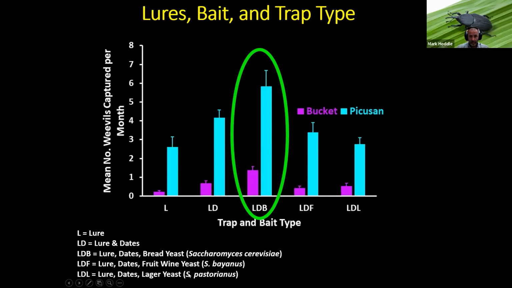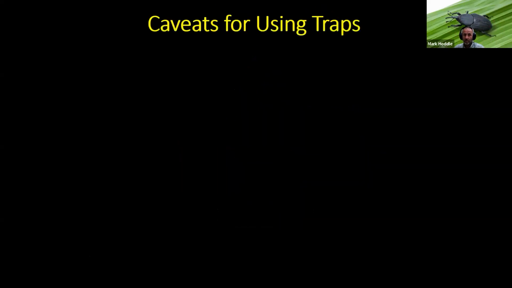Here, Saccharomyces pastorianus. Didn't work as good as the baker's yeast. Then we replaced that with a fruit wine yeast, Saccharomyces bayanus. That didn't work as well as Saccharomyces cerevisiae, which is the baker's yeast. So baker's yeast, very easy to get, very cheap. 1 packet, some dates, some water, put that into your container. Make sure the container has some holes in it so the fermentation products can escape. Put that in your trap with the aggregation pheromone, and the weevils love it, and they'll fly to those traps in pretty good numbers, and you'll catch them.